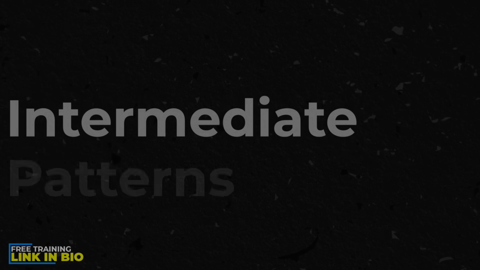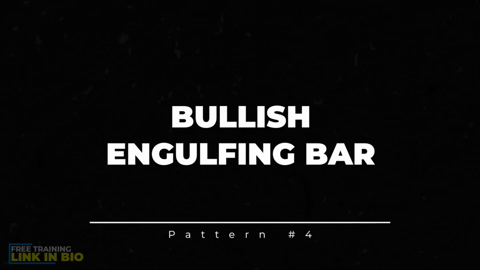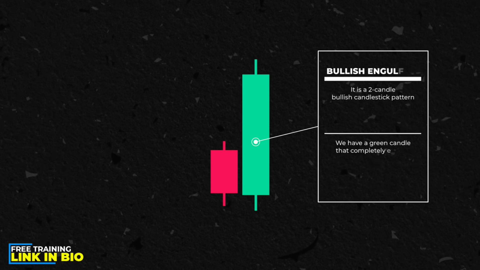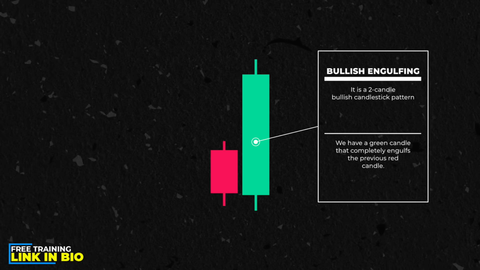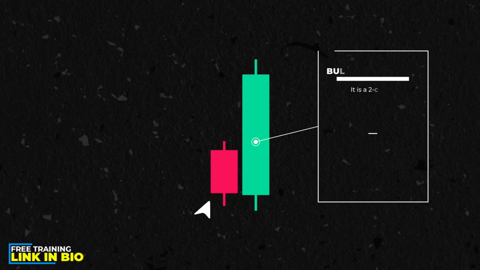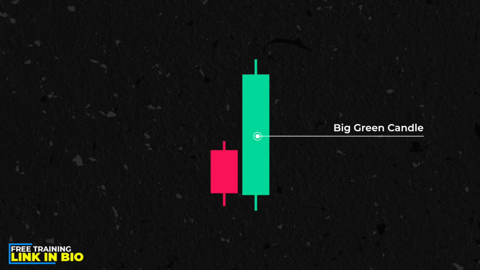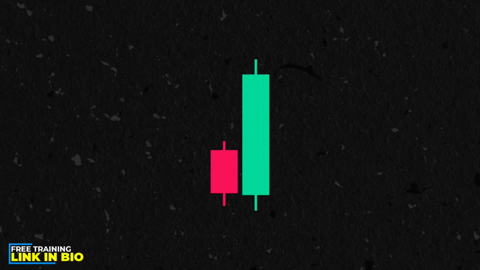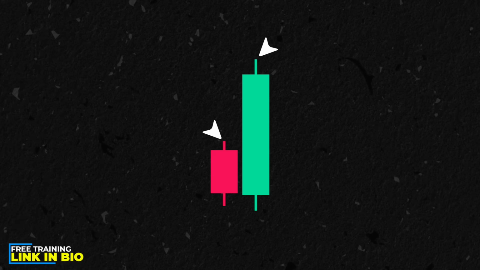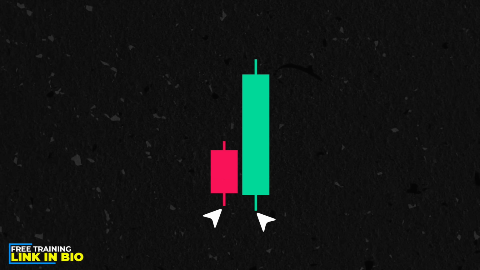Now we will move to intermediate patterns that consist of 2 candles. Pattern number 4. Bullish engulfing bar. A bullish engulfing bar is a 2-candle pattern where a green candle completely engulfs a red candle before it. This means we first see a red candle. Then, the next candle is a big green candle that completely engulfs the red candle. The high of the green candle is higher than the high of the red candle. Similarly, the low of the green candle is lower than the low of the red candle.